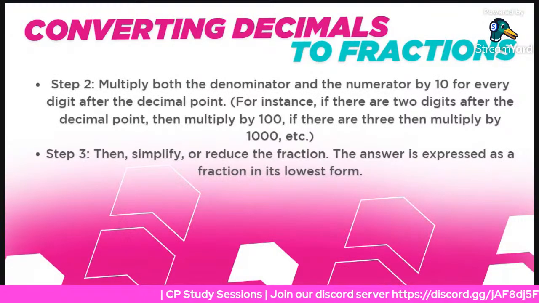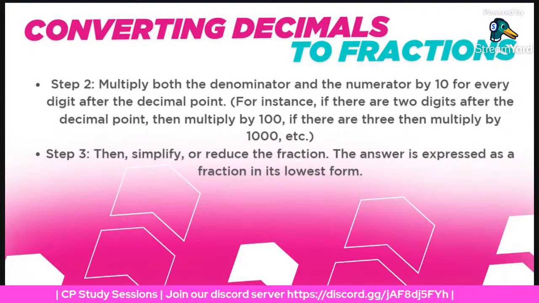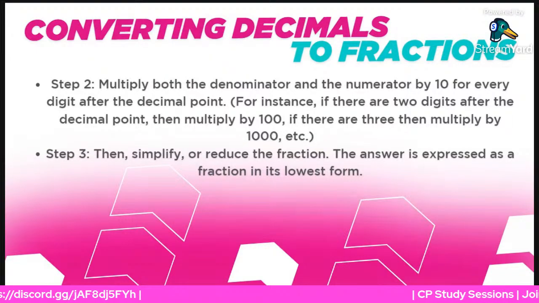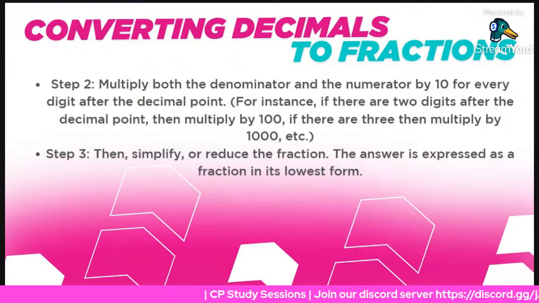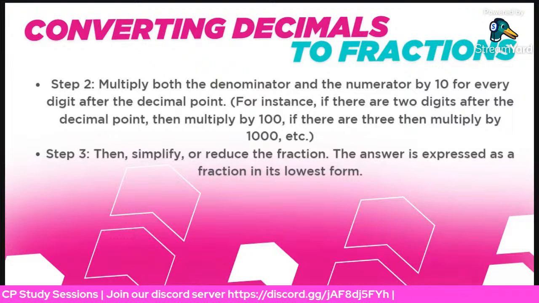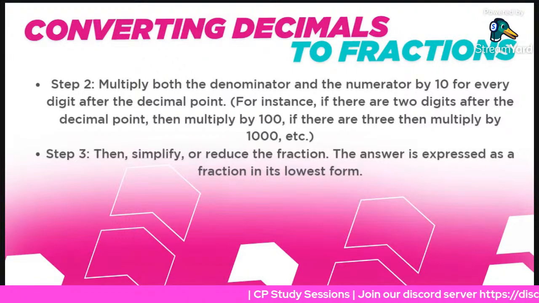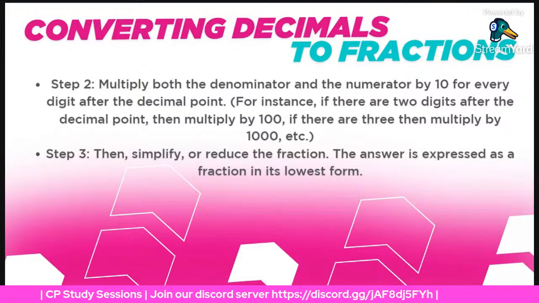So for step 2, multiply both the denominator and the numerator by 10 for every digit after the decimal point. For instance, if there are 2 digits after the decimal point, then multiply by 100. If there are 3, then multiply by 1,000, etc. Ganun po. So dun tayo magre-rely kung ilan ang digit after the decimal point, kung saan siya mamultiply. And then step 3, simplify or reduce the fraction. The answer is expressed as a fraction in its lowest form. So, dapat ang sagot nyo lagi is naka-lowest form.